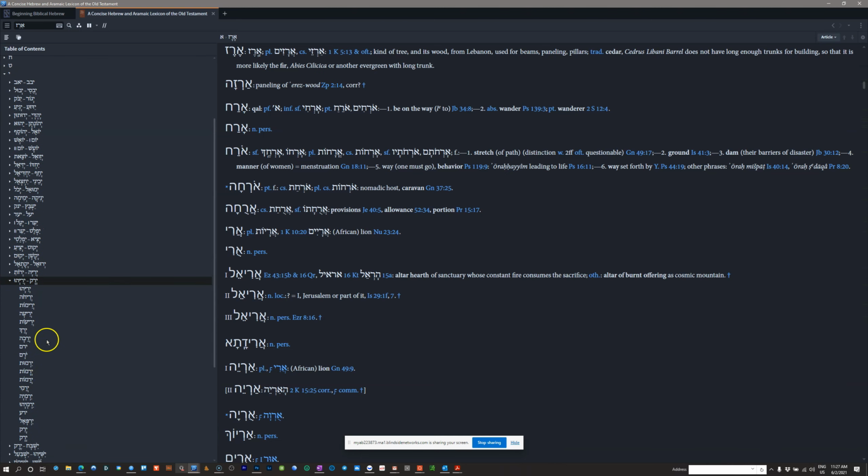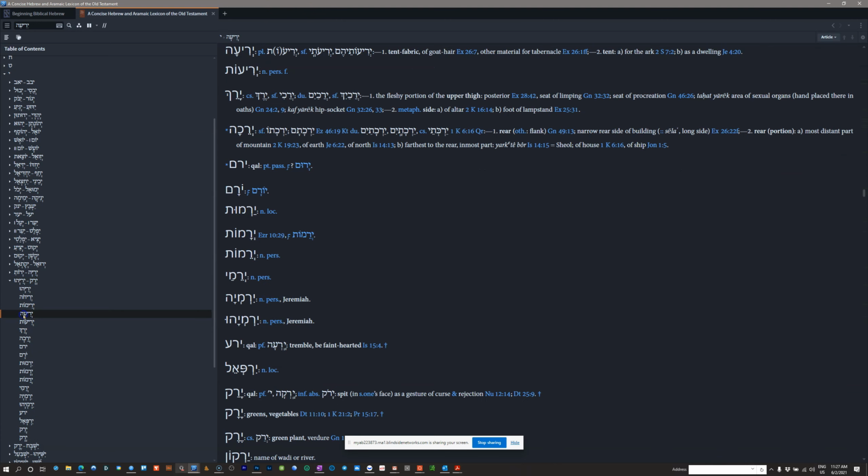All right, so we have Yod, Resh, Yod, Ayin, and this is it, Ayin, Hey. Yeria, okay? So this, Yeria, is the word for tent fabric, often made of goat hair apparently, or at least in Exodus 26, and other material for the tabernacle, or you could say a tent, more generally.